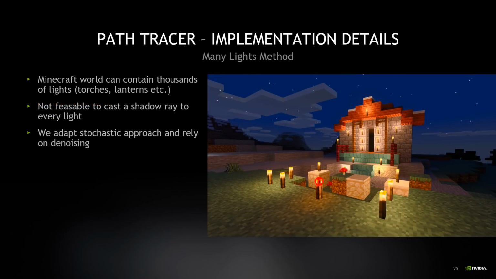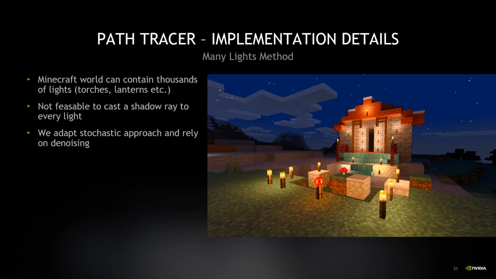Final method in this section is about handling many lights for path tracing. Generally, there can be thousands and even tens of thousands of emissive objects placed in the Minecraft world. For example, torches you can see on this image. And it is not feasible to cast the shadow ray towards each of these light sources and evaluate it as direct light, because we could end up shooting tens of thousands of rays per pixel.